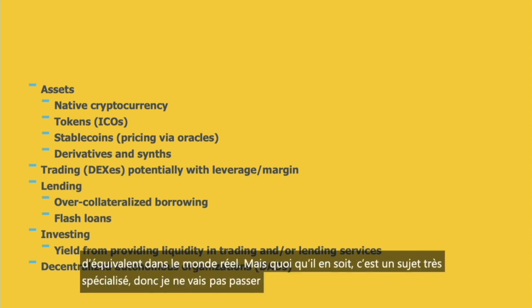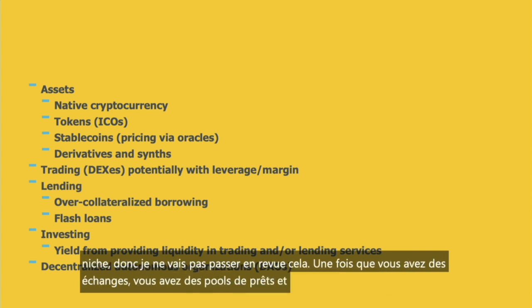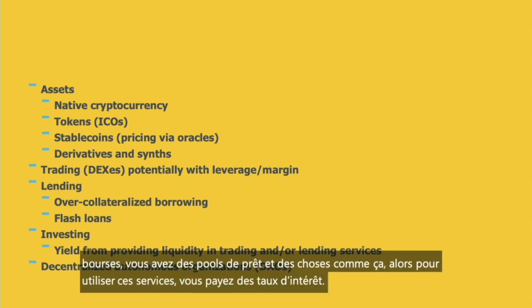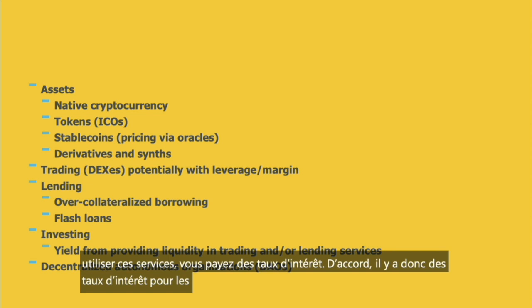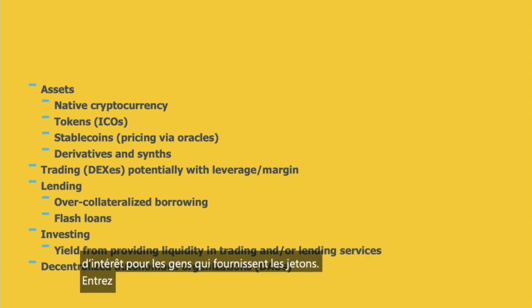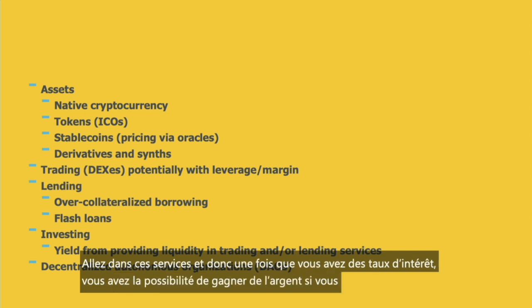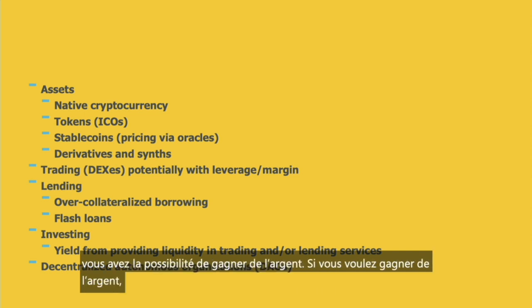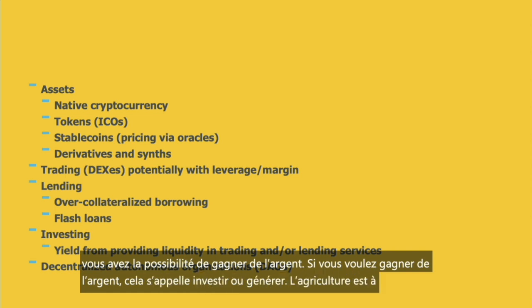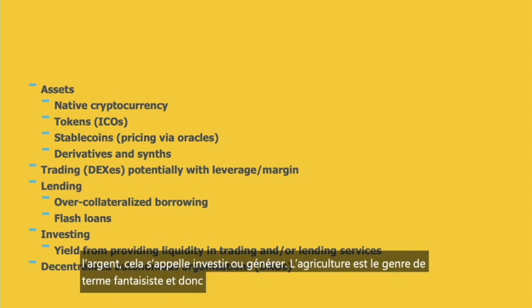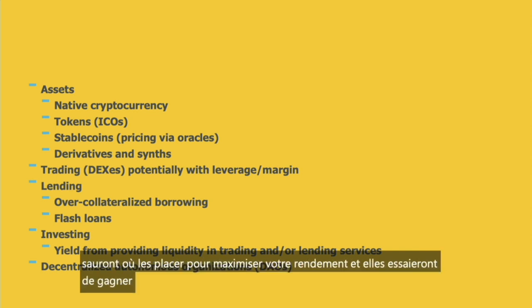Once you have exchanges, you have lending pools and things like that, then in order to use these services, you're paying interest rates. Okay, so there's interest rates to the people that are providing the tokens that go into these services. And so once you have interest rates, you have the ability to make money. If you want to make money, then this is called investing, or yield farming is the fancy kind of term. And so you supply your tokens. Other companies will figure out where to put them to maximize your return, and they'll try and earn you some sort of return.